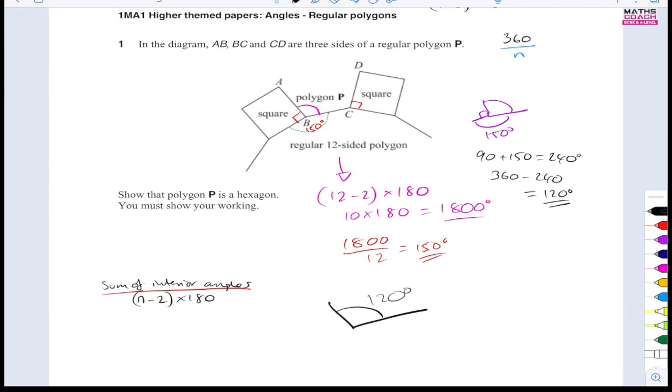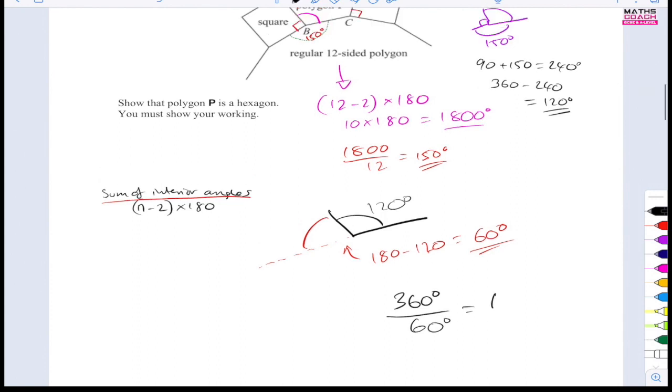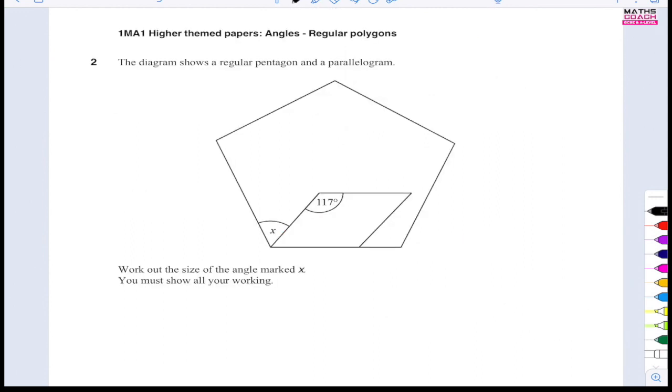So if this is 120, and then we just extend this line out, what does the exterior angle equal? That angle here would be 180 minus 120, which is 60 degrees. So the exterior angle of polygon P is 60 degrees. So therefore, if I now just do 360 degrees divided by 60, that gives me 6. So I know that it has 6 sides, and therefore it's a hexagon. So let's move on to the second question.